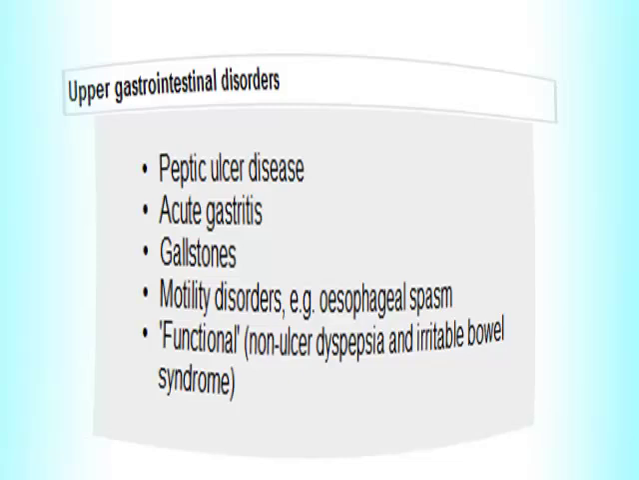What are examples of upper gastrointestinal disorders that cause dyspepsia? 1. Peptic ulcer disease. 2. Acute gastritis. 3. Gallstones. 4. Motility disorders. And 5. Non-ulcer dyspepsia and irritable bowel syndrome.